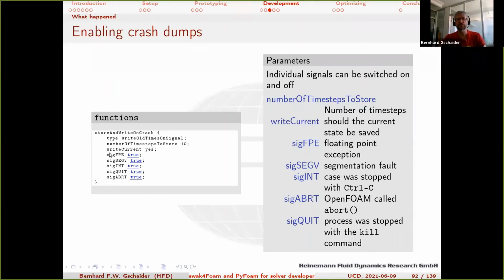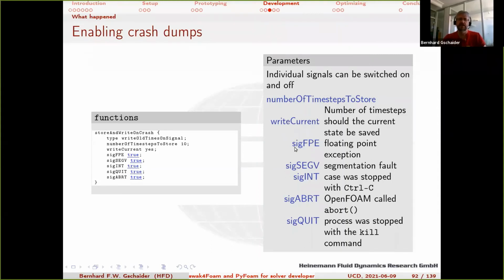Then it also asks whether to write the current time step. That is important because sometimes, with certain types of crashes, writing the current time step crashes the crash handler, and that cannot be resolved anymore. So you can switch that off if you have problems with these. And then you can choose when stuff should be written. For instance, here I switched on everything.